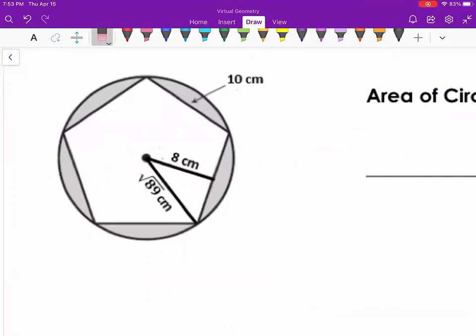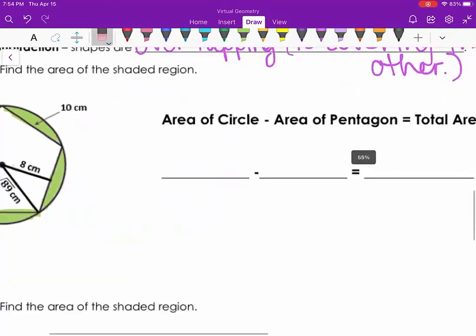So right now we do have our circle going on. And if you notice, the only parts of the circle that we can see are these little slivers underneath that shape. So we do have overlap, and the pentagon is covering up part of the circle. Since the pentagon is resting on top, it has to be minused away or subtracted away.